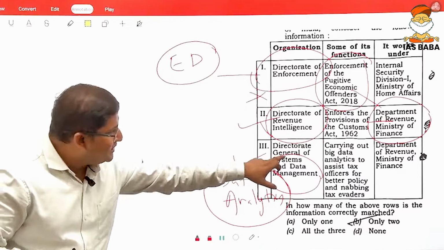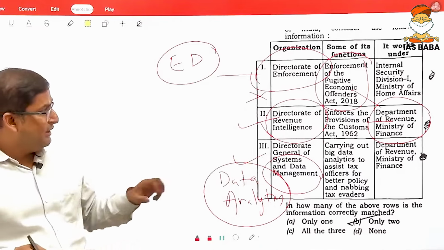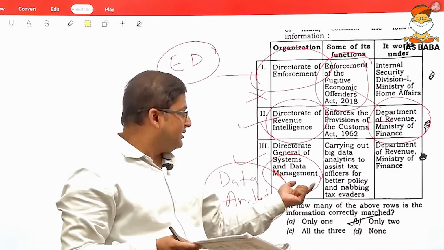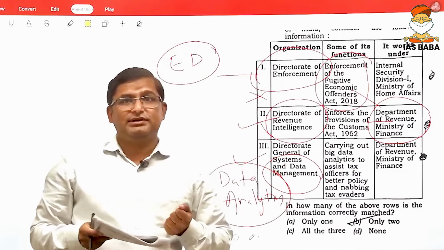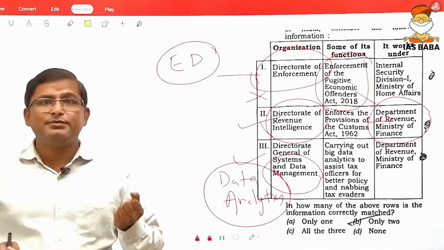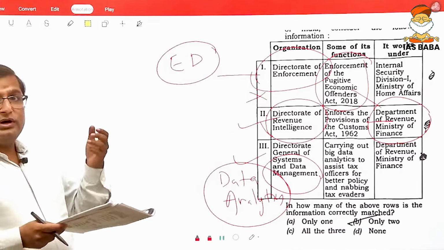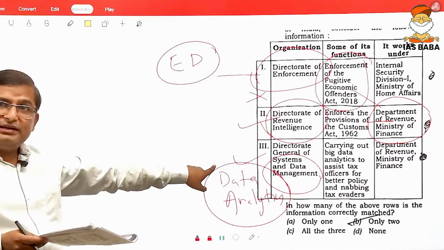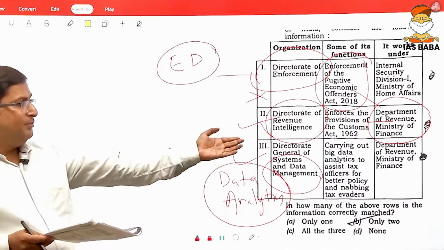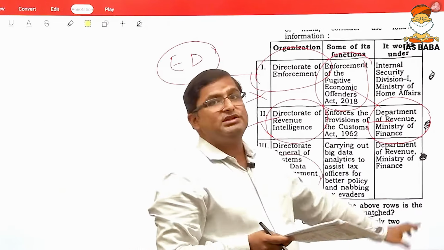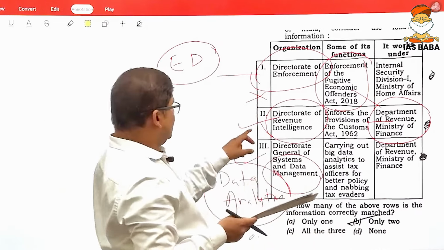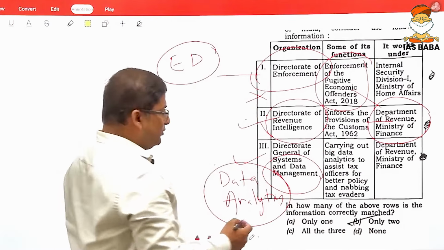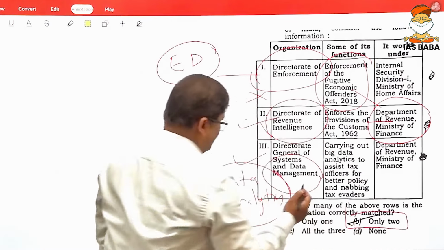So this Directorate General of System and Data Management carries out big data analytics to assist the tax officers for better policy and for nabbing the tax evaders. To catch the tax evaders who are involved in tax evasion, they give the data analytics to the government, basically the Department of Revenue, Ministry of Finance. So second and third both are correct. So here the answer will be only 2. This would be the answer.